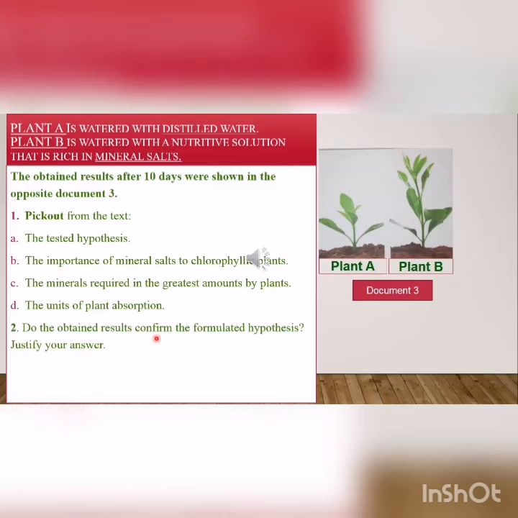Number 2, do the obtained results confirm the formulated hypothesis? Justify your answer. Plant A irrigated with distilled water doesn't develop normally, whereas plant B irrigated with mineral salt develops normally. Okay, so this confirms the hypothesis. Number 3, draw out a conclusion concerning the obtained result from this experiment. Mineral salts are important for normal growth of chlorophyllic plants. Okay.